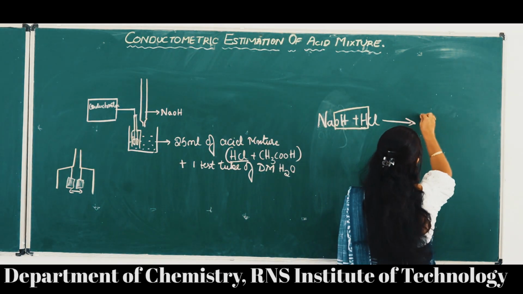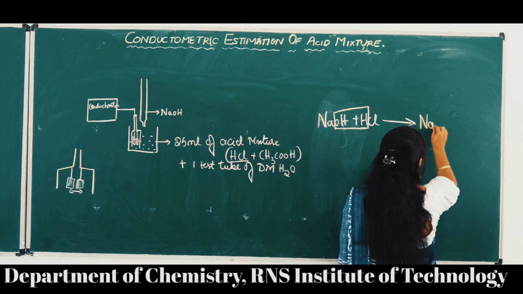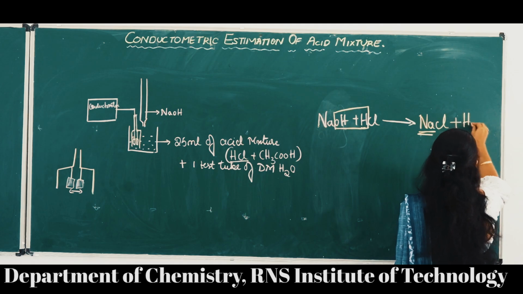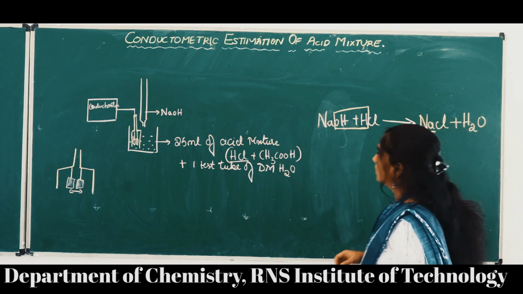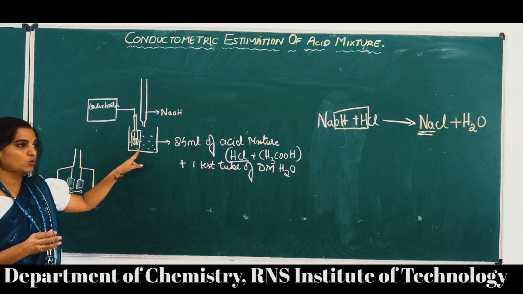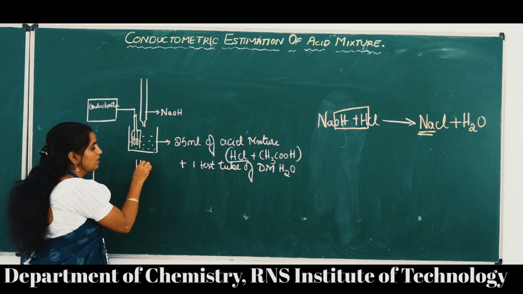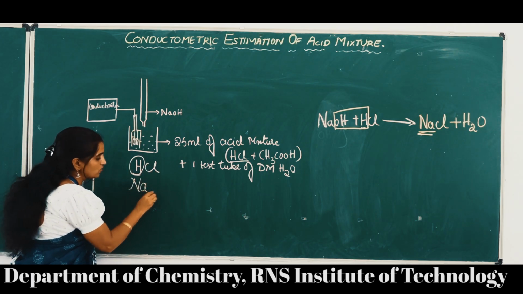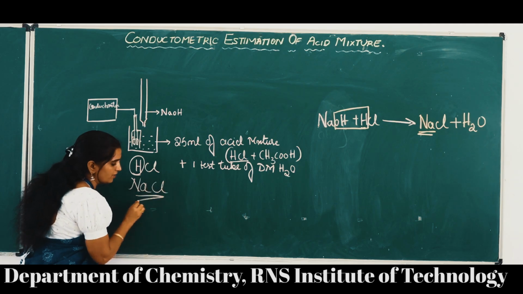Because of that, instead of HCl in the beaker, what happens? Then instead of HCl, there will be NaCl, since the H plus ions will be removed as water molecules. During the titration, what is happening in the beaker now? Since the HCl is neutralizing, the H plus ions will be removed by the Na plus ions, so there will be sodium chloride.